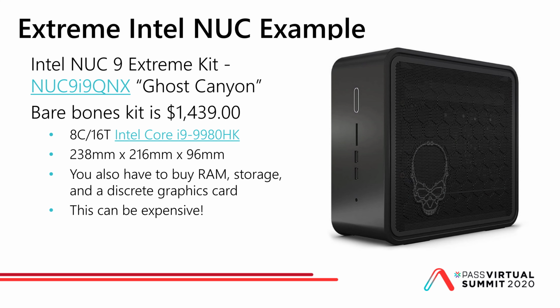A more extreme example of this is an extreme Intel NUC, and this is a Ghost Canyon NUC, and the bare bones kit for this is $1,439, and this gets you up to an 8-core, 16-thread, higher power usage CPU, and this is quite a bit bigger. You can see it's roughly twice as large and twice as thick, and you've still got to buy RAM and your storage and a discrete graphics card if you want one. It has integrated graphics on that particular CPU. So this is, again, a fairly expensive solution that gives you a little bit more total compute capacity than you get with a regular Intel NUC.